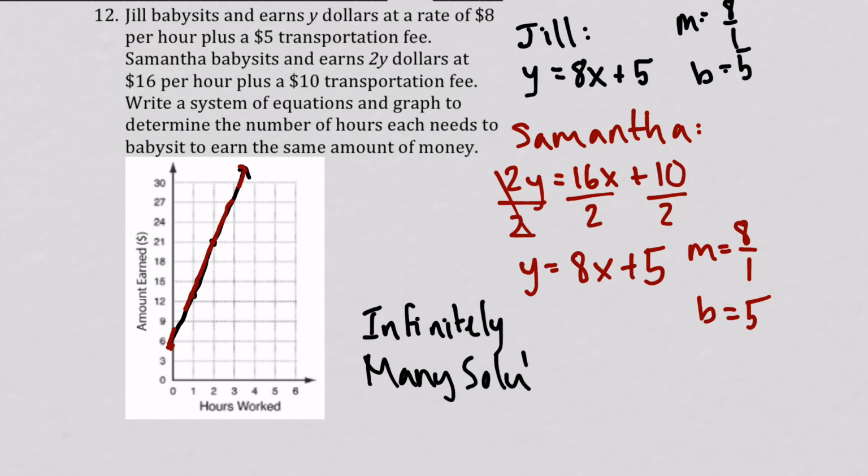So what does that mean in this situation? It says determine the number of hours each needs to babysit to earn the same amount of money. It doesn't really matter. They will make the same amount of money for any number of hours.